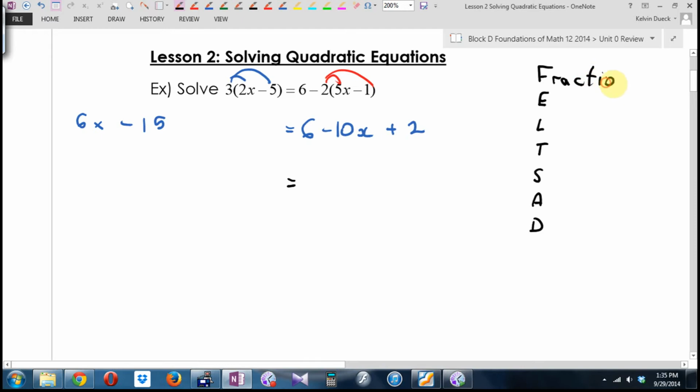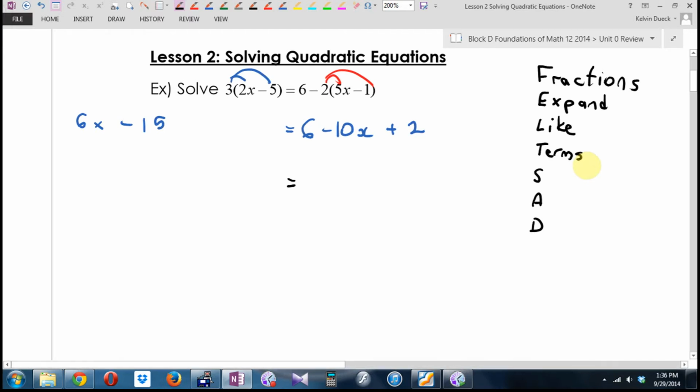you clear any fractions. Do I have any fractions? I'm good. By clearing fractions, all you do is you multiply everything by a common denominator. We're not going to get into that now. That's coming down the pipe later. You expand any brackets. We already did that. You gather like terms. So let's check.